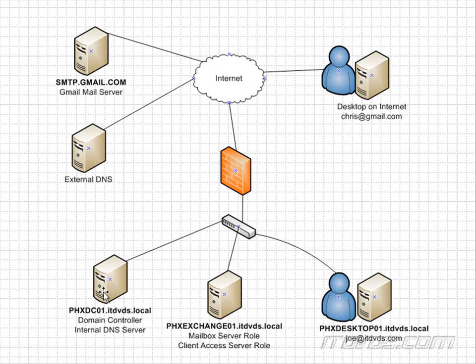So we couldn't have this mail server query our internal DNS server. First of all, it couldn't even contact it because we don't want our internal DNS server accessible from out on the internet. But even if it could, again, it would return that internal IP address, and then the mail server couldn't find PHX Exchange 01 because it's an internal IP address, not routable on the internet. And we'll continue this in part 2.